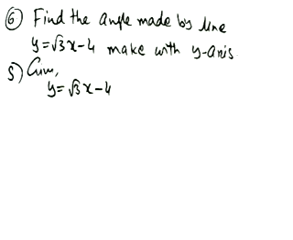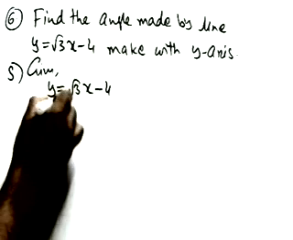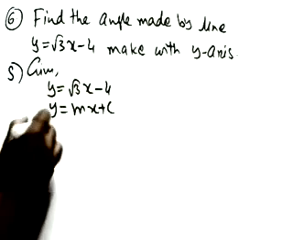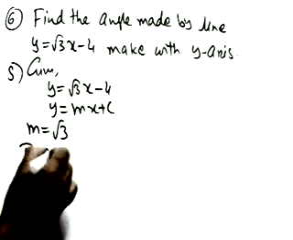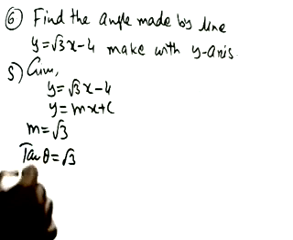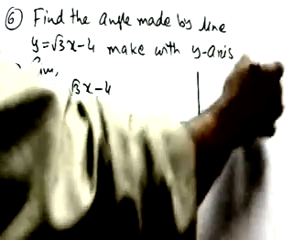Now see the next question. Find the angle made by the line with the y-axis. Let me first find the slope here. Compare with y equals mx plus c. What is the slope here? m equals root 3. Now slope we can write as tan theta equals root 3. Tan theta equals root 3 means 60 degrees. Therefore theta equals 60 degrees.